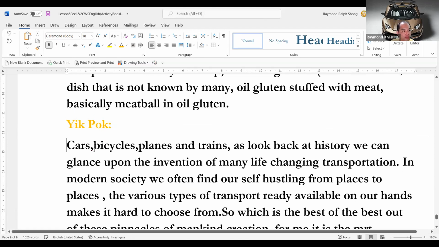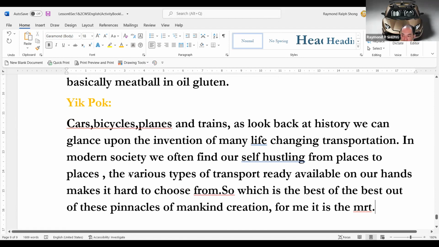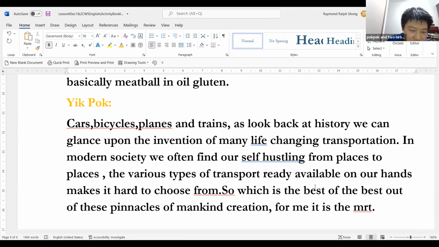Yibo, are you ready to read to the class, please? Okay. Cars, bicycles, planes, and trains. I mistyped, I missed a "we" there. As we look back at history, we can glance upon the invention of many life-changing transportations. In modern society, we often find ourselves hustling from place to place. The various types of transport readily available at our hands make it hard to choose from. So, which is the best of the best out of these pinnacles of mankind's creation? For me, it is the MRT.